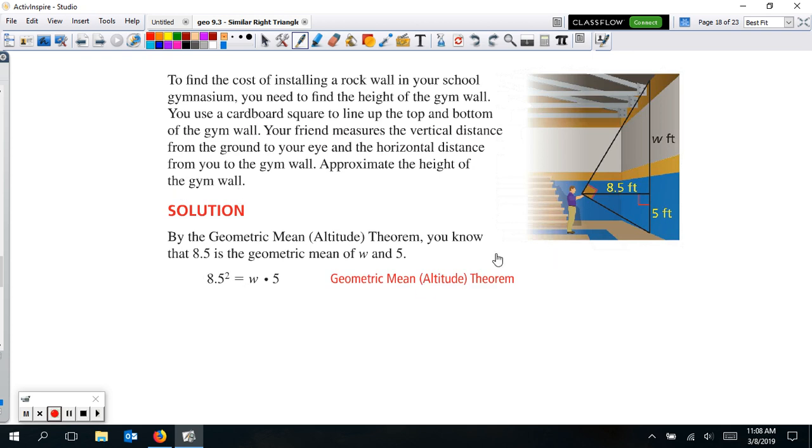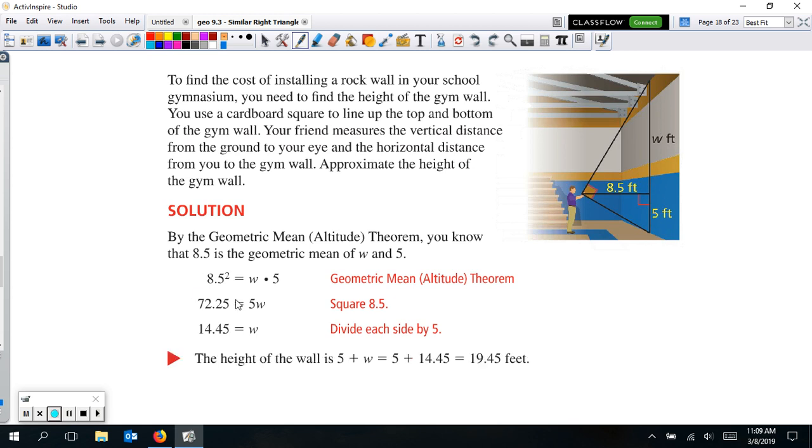So 8.5 squared is equal to W times the 5, which is just 5W. 8.5 squared is 72.25. Just divide by 5 at this point, and so W equals 14.45. Now that's what W is from here to here. It says approximate the height of the gym wall. So that means that the whole wall is actually the 14.45 plus the 5. So you have to actually add that in for your answer. So you can see our answer there is 19.45 feet.